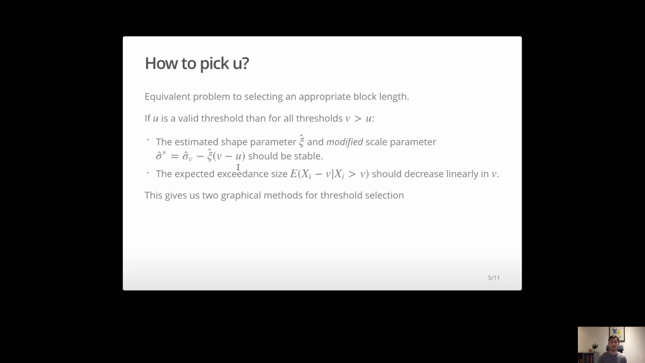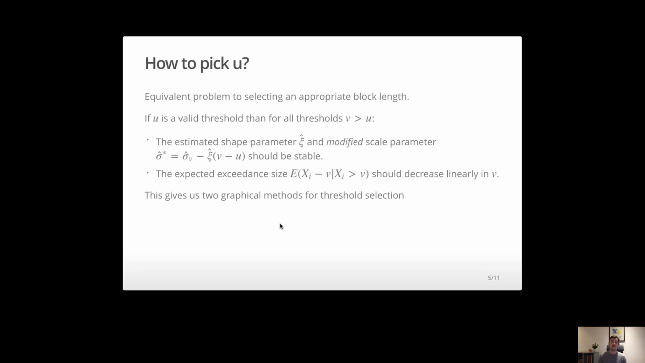A second property of the GPD that can be used in a similar way is that the expected exceedance size, so the expected value of X minus v, given X is greater than v, should increase linearly as v increases above u. To reiterate, that means that the size of our expected exceedance should get smaller as our threshold gets higher, and it should do so in a linear manner.